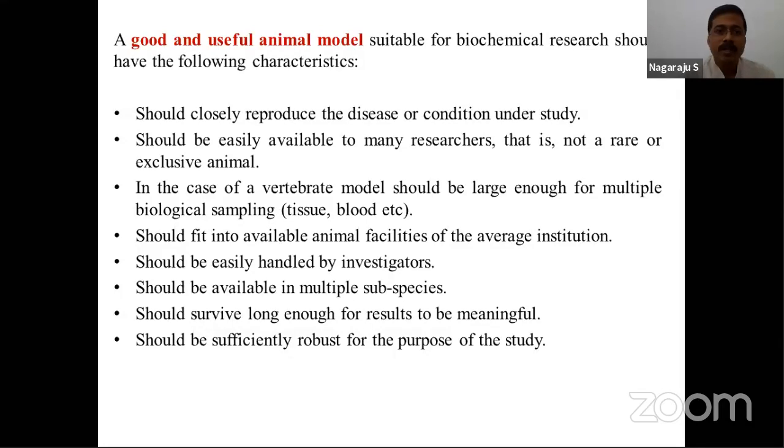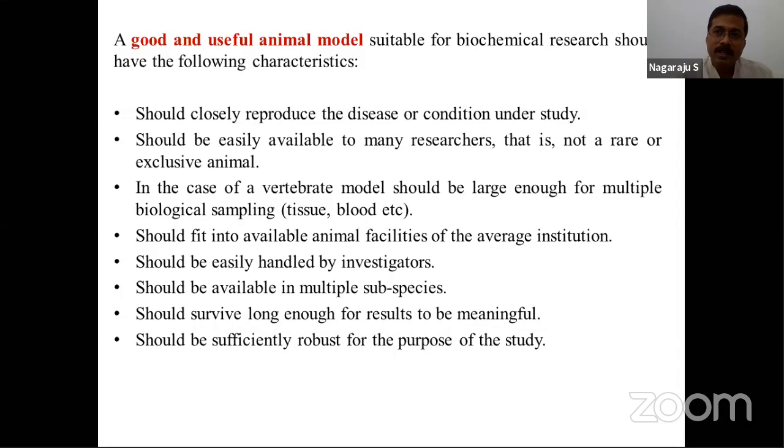If I want to design an experiment for a study of 6 months, and the lifespan of the animals, or the time period over which the animals will give the response, is only 3 months, then I cannot use those animals for my studies. So it should be long enough so that it gives concordant and repeated studies. If I repeat it, it gives a similar kind of response. Sufficiently robust. This is also one of the things.